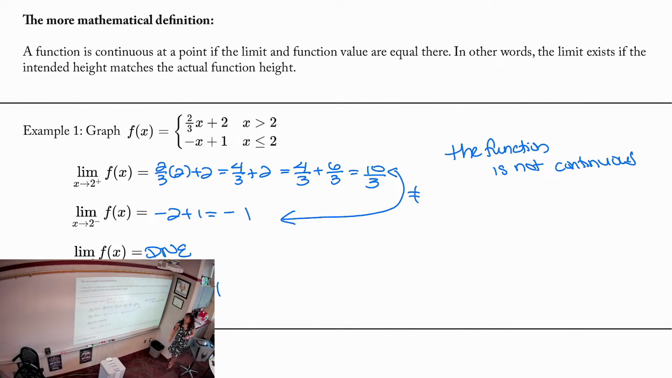F of 2 is where the equal sign is on the domain. So that's why it's the bottom equation and not the top.